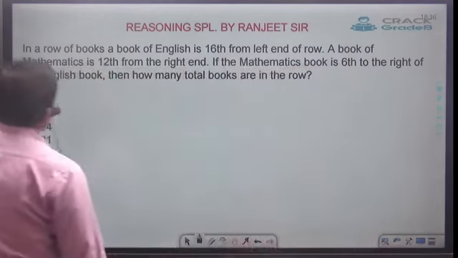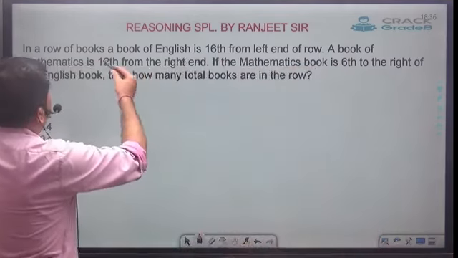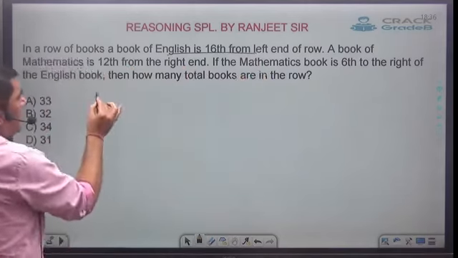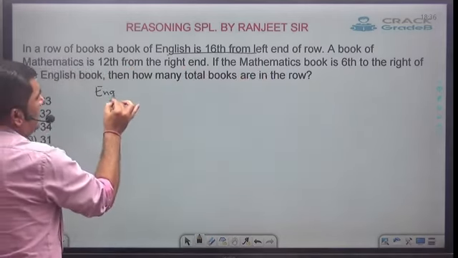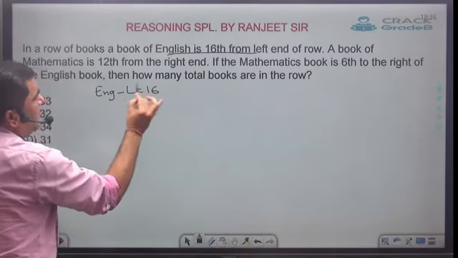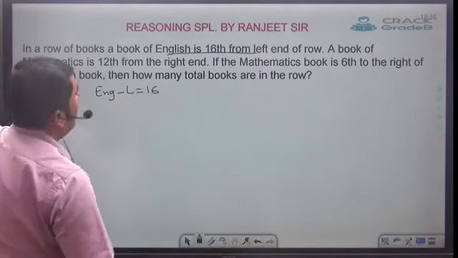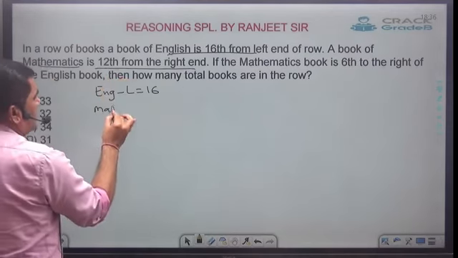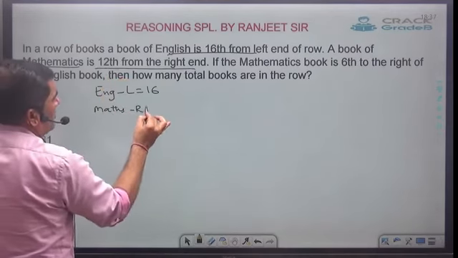Okay. In a row of books, a book of English is 16 from left. Okay, English is given to be 16 from left. A book of mathematics is 12 from the right. Okay, maths is given to be 12 from right.